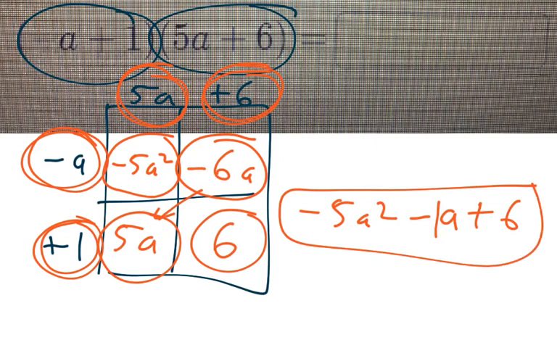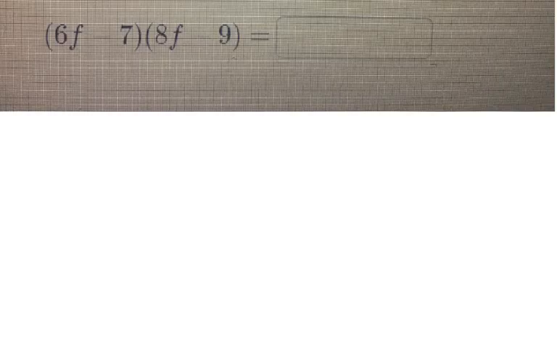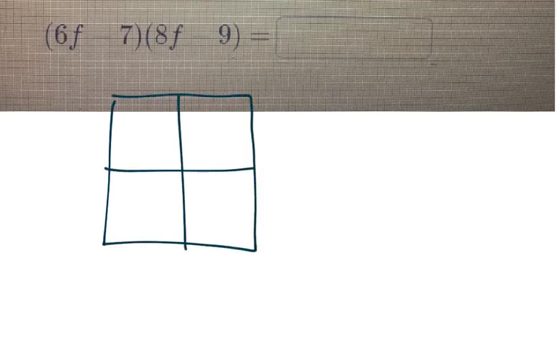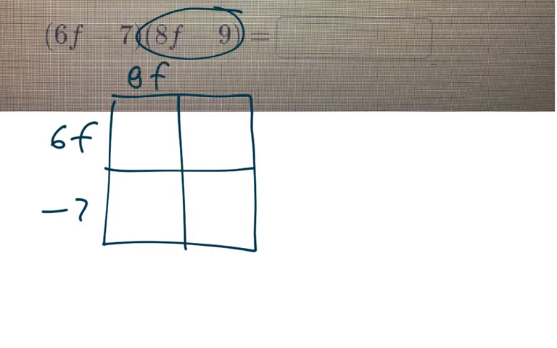Okay, I may or may not have one more. Let's see. Yes, I do. Now, guys, again, let's just set it up with the area model. If you can do this without the area model, do it. Just make sure you can do it well. So 6f minus 7 down the sides. This is going to go across the top: 8f minus 9. Be careful with your negatives.